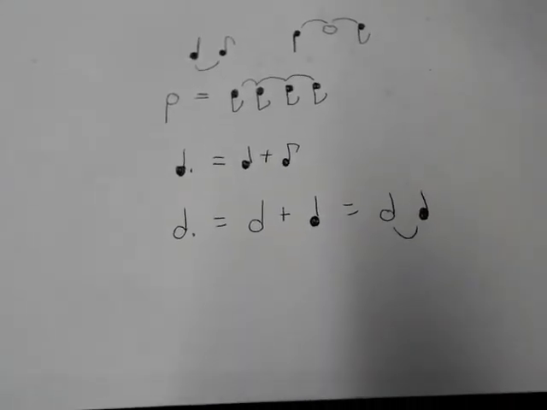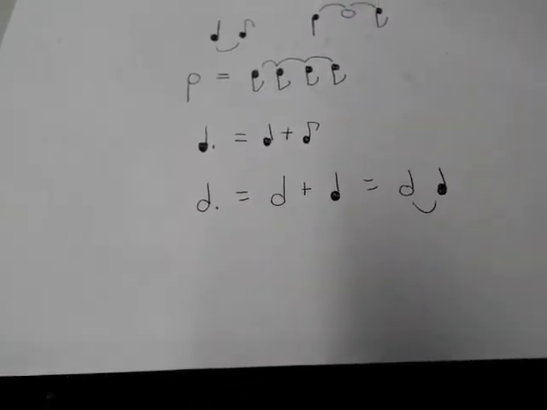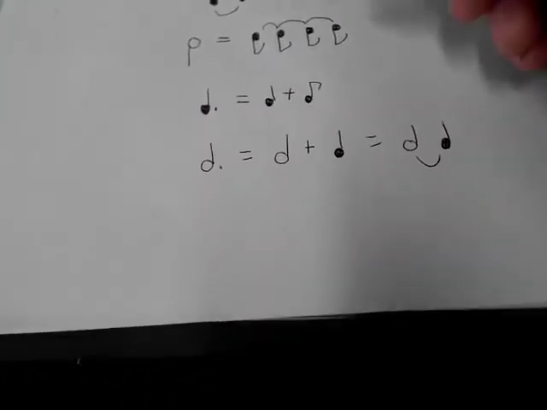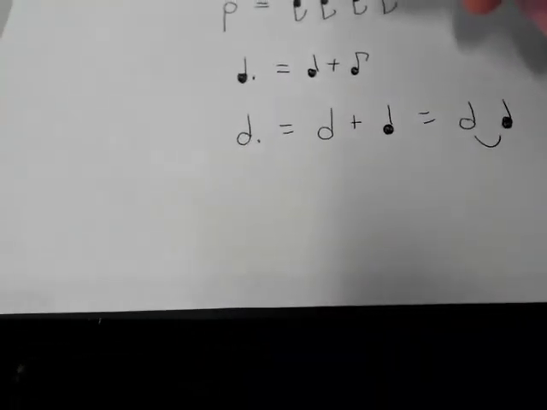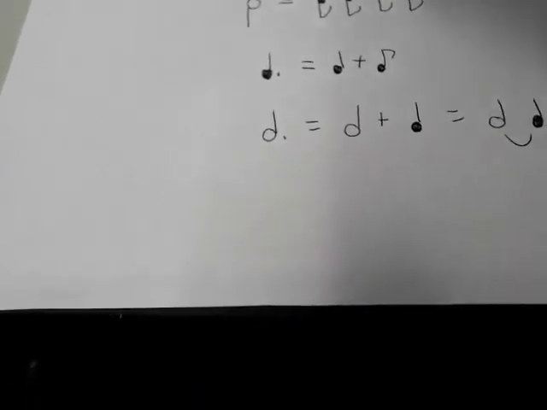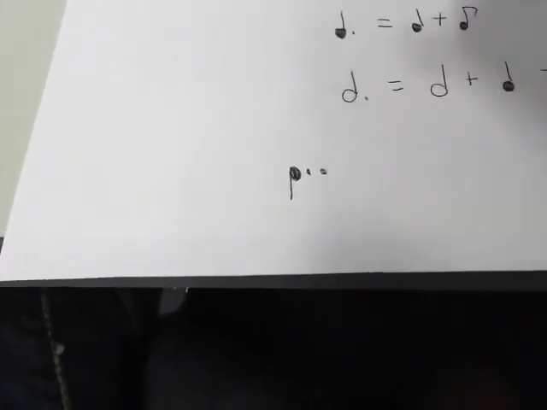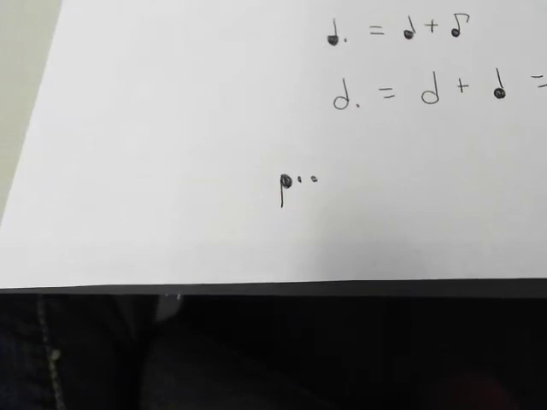Okay, one more thing and then we're done. I'm just kidding, I lied. Two more things, but they're quick. You can add a dot to a dot. You could have a doubly dotted quarter note. That's what we call that.